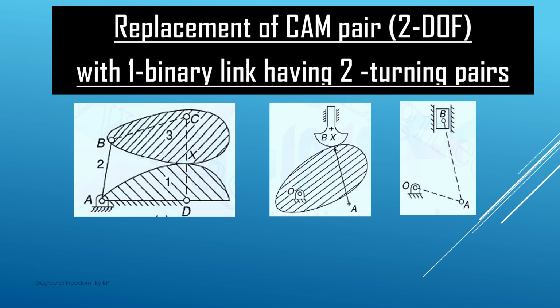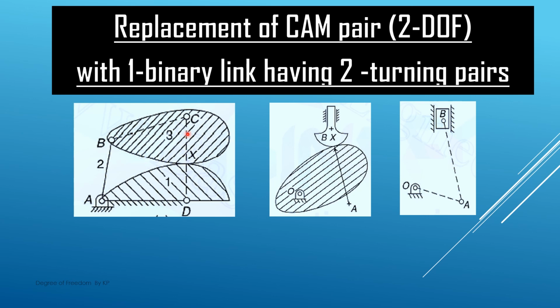So here we understand the concept of replacement of cam pair. This cam pair, which has 2 degrees of freedom, can be replaced with 1 binary link having 2 turning pairs. Now how to replace it? In this first figure we see that 1 and 3, these two linkages, form a cam pair because they have some curvature. Pairs which have some curvature and a point of contact, we call in kinematics cam pairs. And 1 and 3 are forming a cam pair.